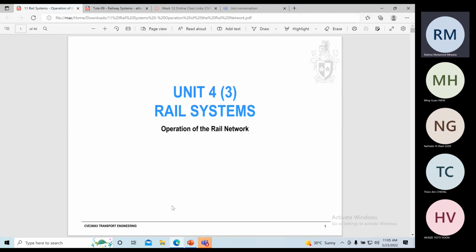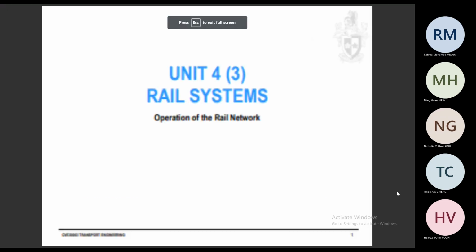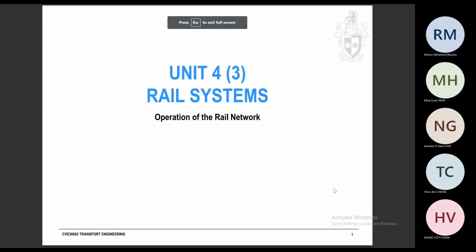Are you able to see the screen? Can anyone unmute and just say yes if you're able to see the screen? Yes, miss. Yes. Okay, thank you.